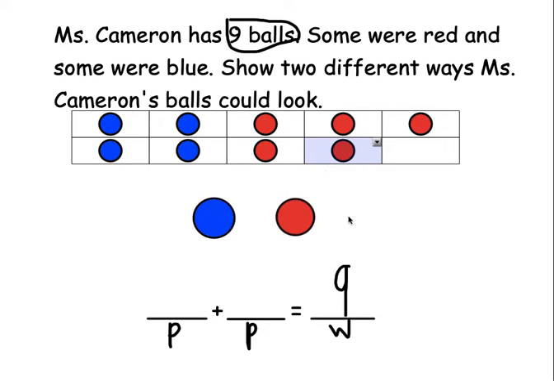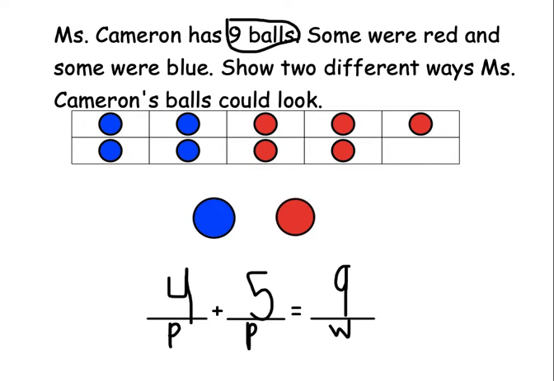I have 9 altogether. How many of them are blue? Let's count. 1, 2, 3, 4. 4 of them are blue. And how many of them are red? Let's count. 1, 2, 3, 4, 5. 5 of them are red. So what does that tell us about 4 and 5? Yep, 4 plus 5 equals 9. 4 is my part, 5 is my part, and together they equal the whole 9.